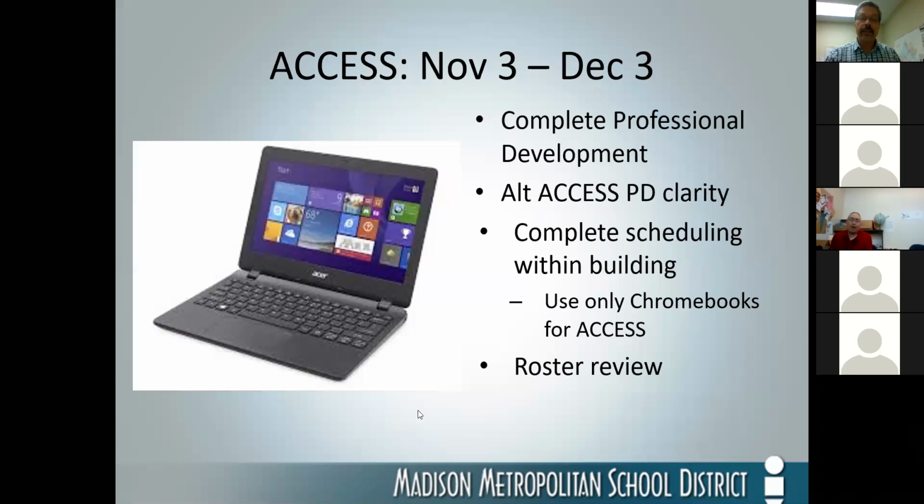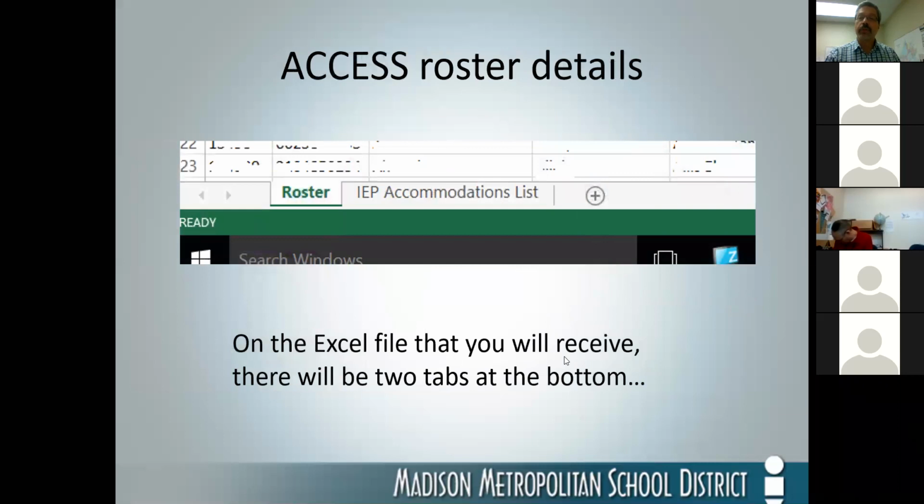So we're going to take a look at the roster. Just a reminder, you were sent this. There are 2 tabs on the roster. One is simply just the roster tab, and the other is IEP accommodations list. Please keep in mind that this is not a list of students that you need to go back in and double check everything. The data has been pulled directly from IC or from OASIS. So that data is already in there. Everyone should be aware of that.